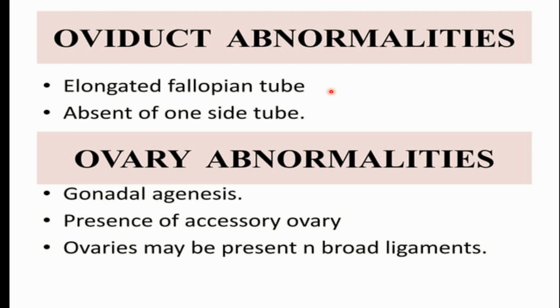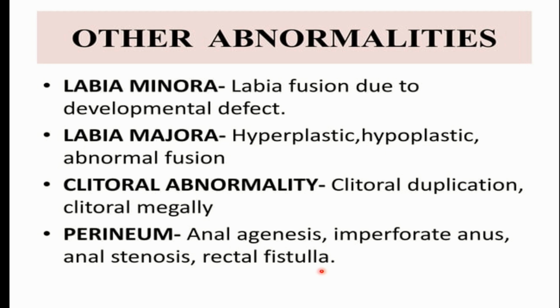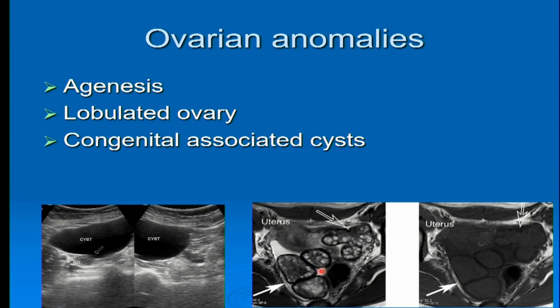Ovarian abnormalities can be total agenesis because of some chromosomal problems, or accessory ovaries, which are very rare, and abnormal location in the broad ligament. More common than that is the lobulated ovary, which is shown here. These are extremely rare ovarian abnormalities, and these are the cysts associated with the ovary: the cysts of the epiphoron, paraphoron, and the lobulated ovary. So ovarian abnormalities per se are very rare.